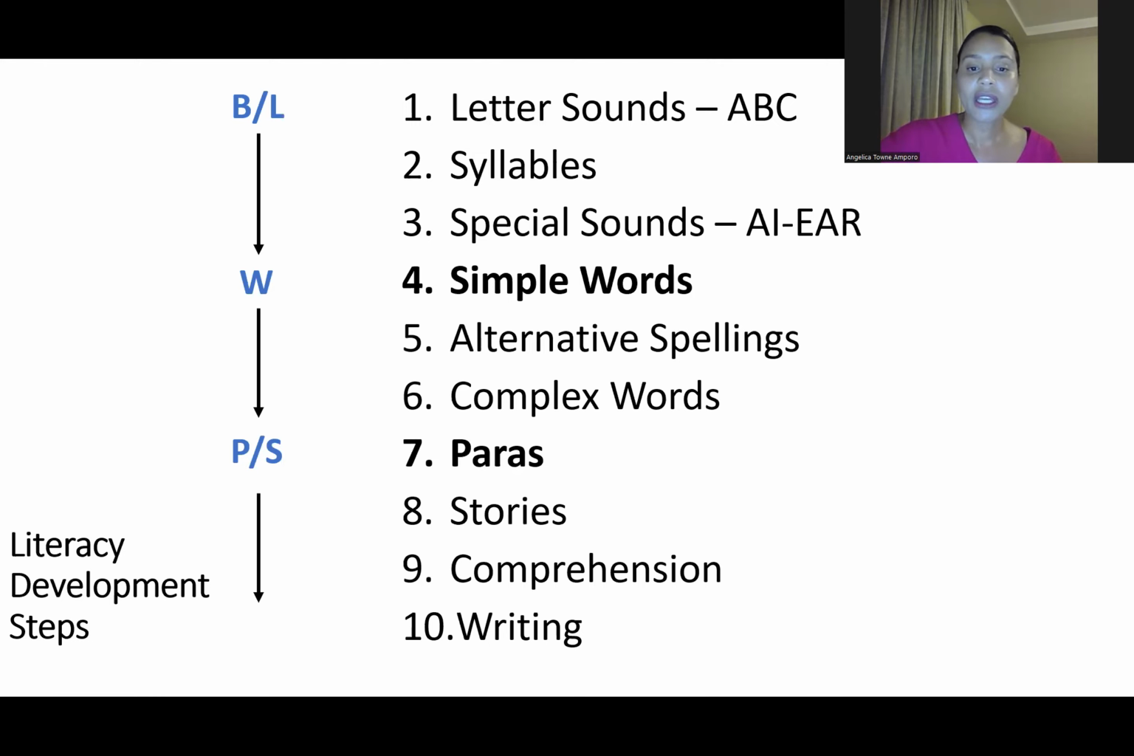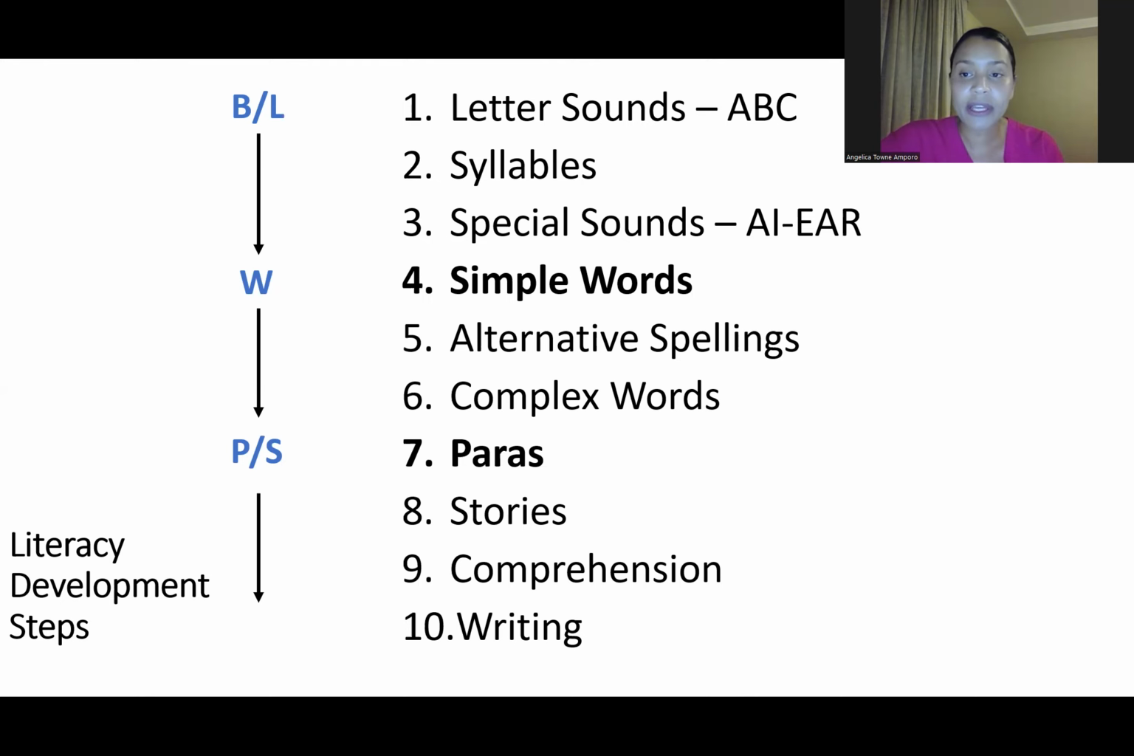The first step is alternative spellings. This is very unique to the English language, in which one sound, the same sound, can be spelled in many, many different ways, in some cases 6 different ways. To read enough words fluently to go from simple words to paragraphs, you need to know these alternative spellings so that you're able to decode or sound out words that have those spellings.